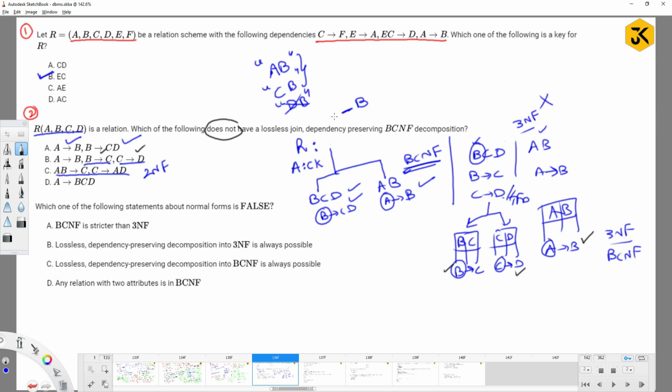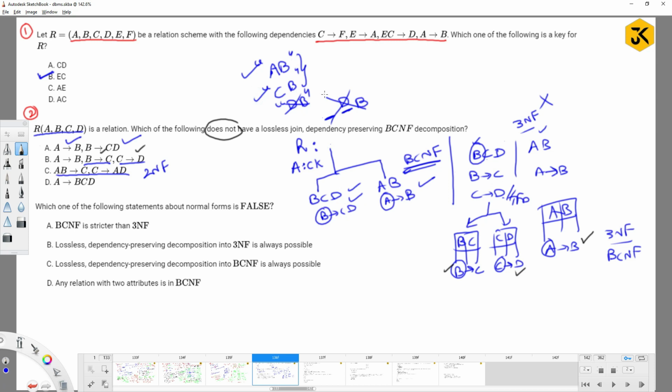3 level means what? 3 levels you require, right? First one, second one, and the third one is compulsory B. What about the second one? In the second one, I can include D. If I include anything, what will happen? Super key. So there are no 3 level candidate keys possible. So the candidate keys possible here are AB and CB.